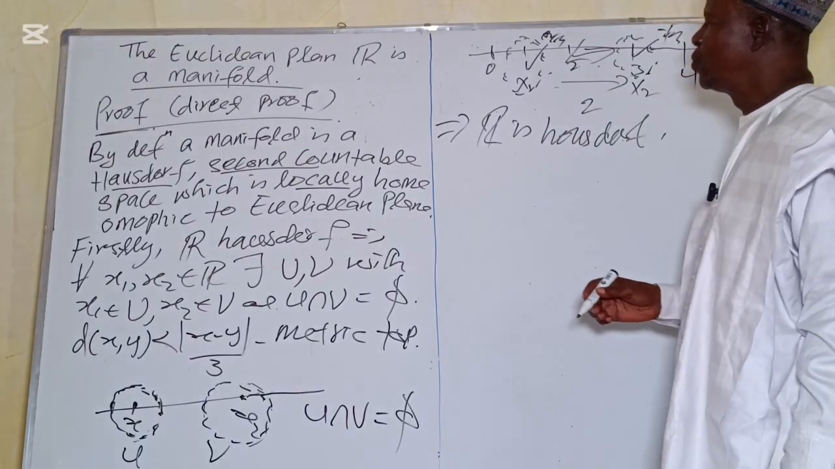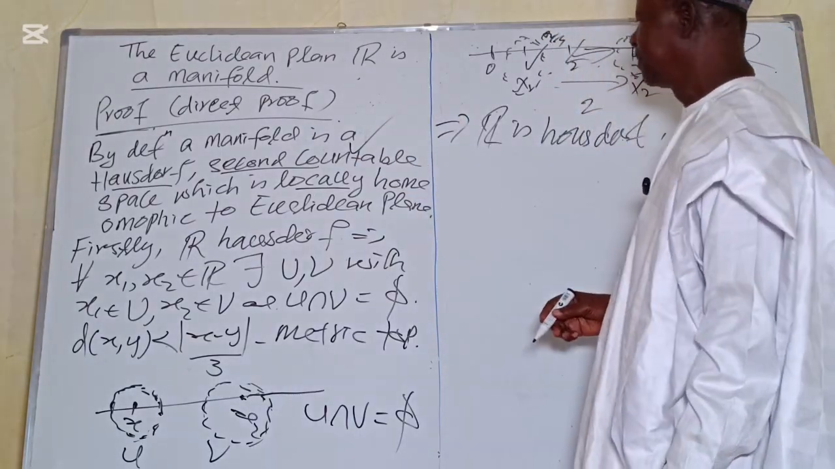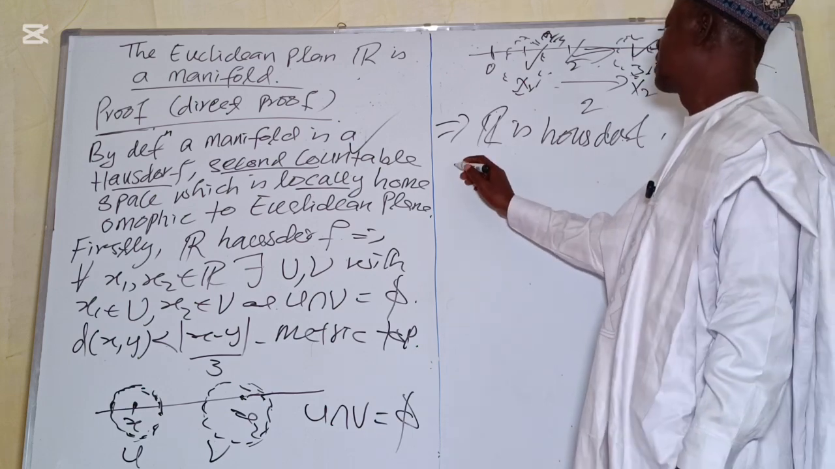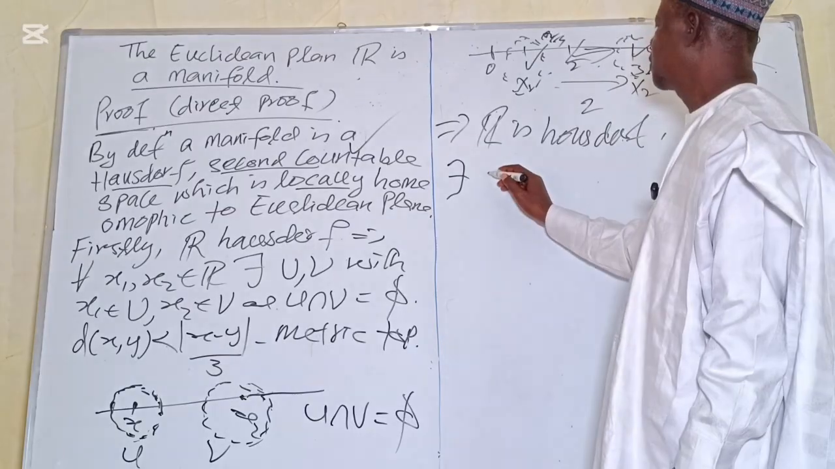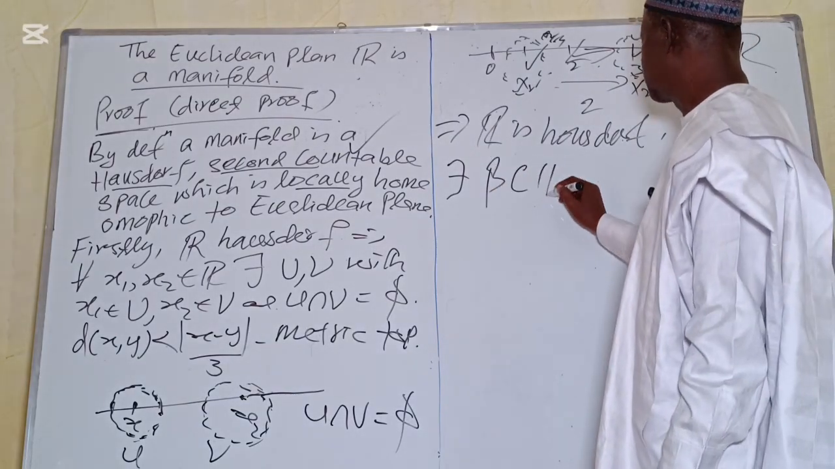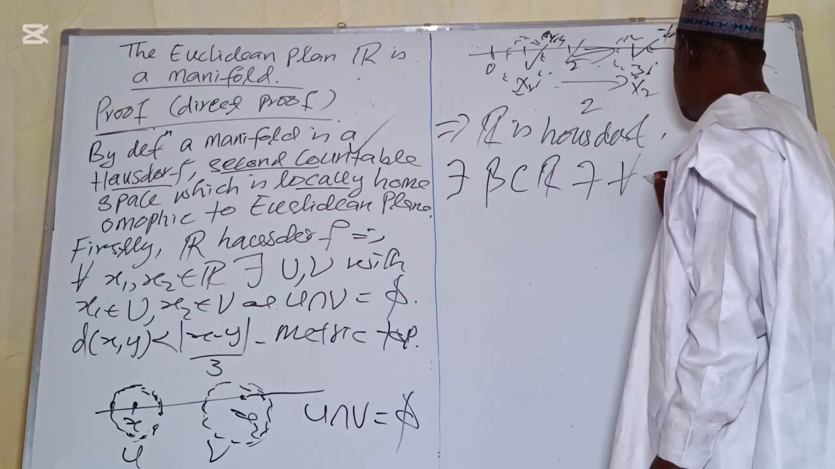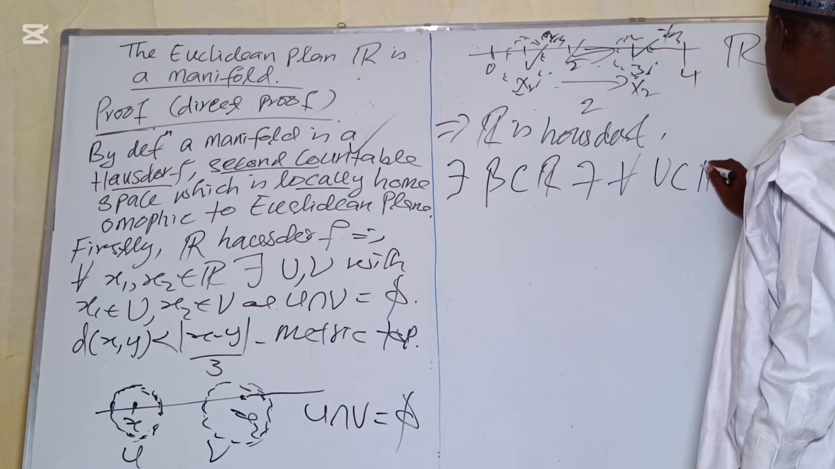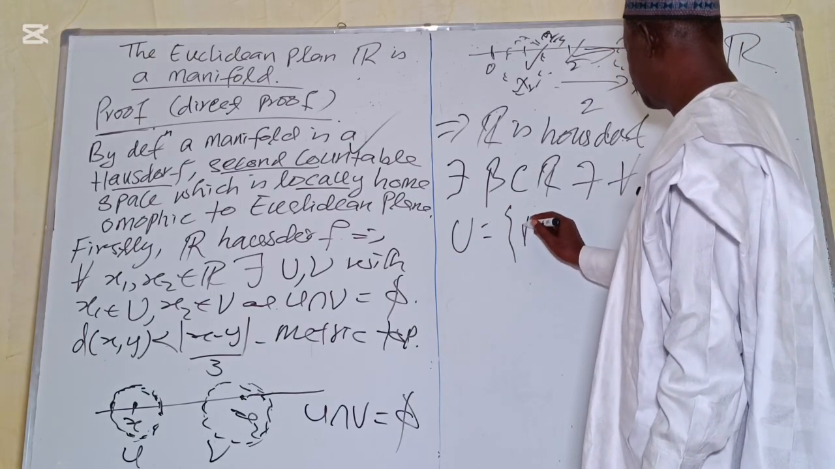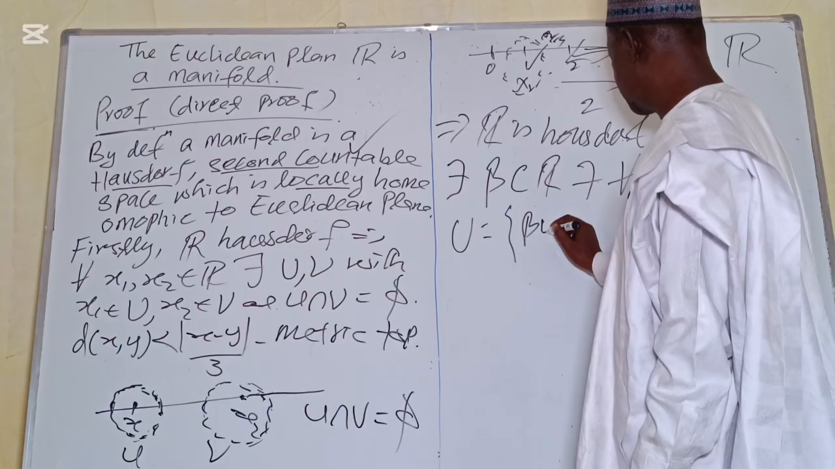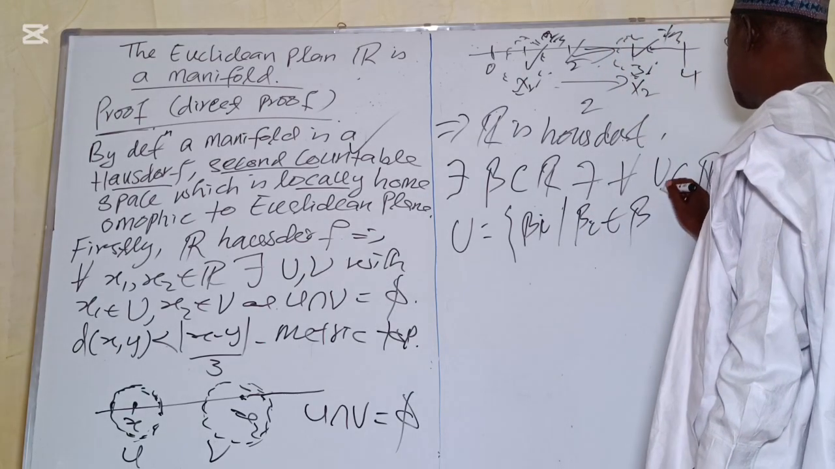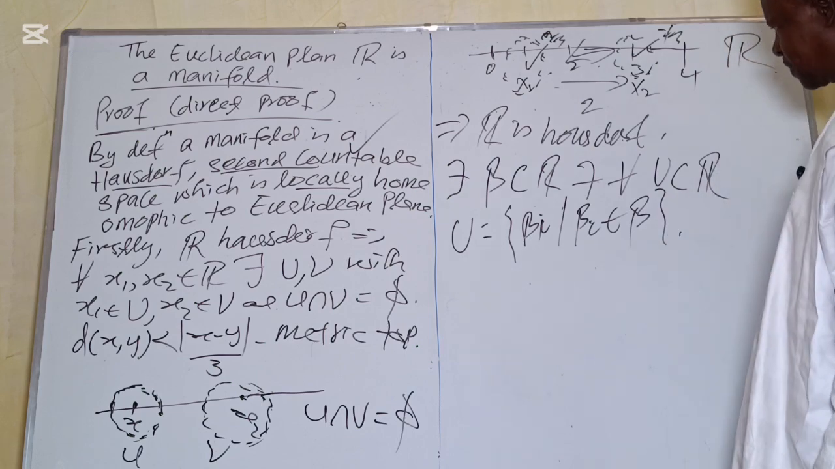Now we go to second countability. What is second countability? By definition, a second countable space means that there exists some base beta contained in the topology on R, such that any open set U in R can be written as a union of B_i, where each B_i is in beta. This is the definition of second countability.